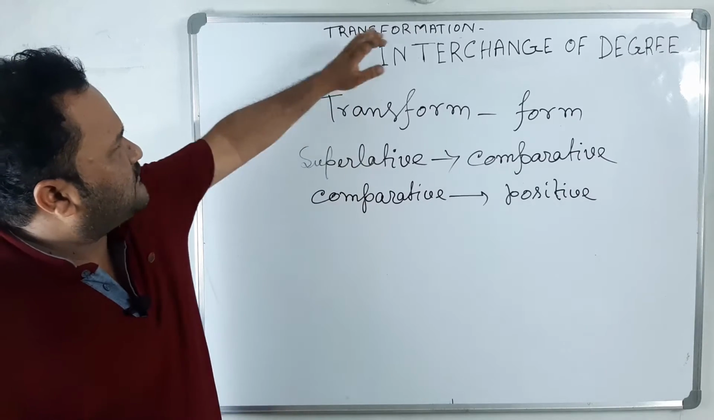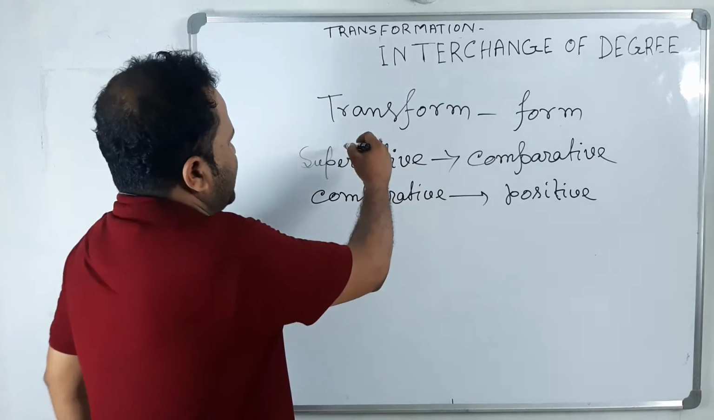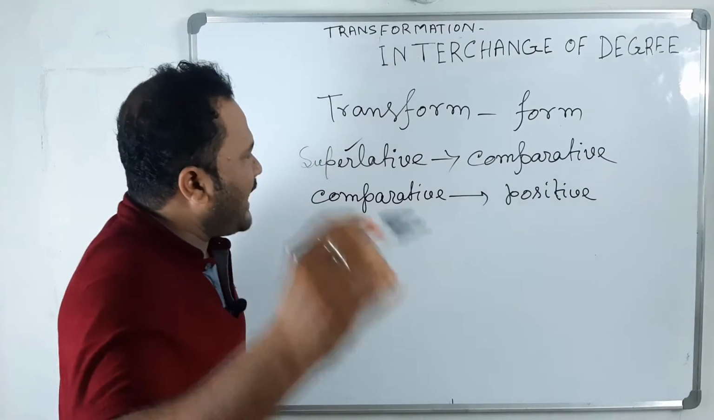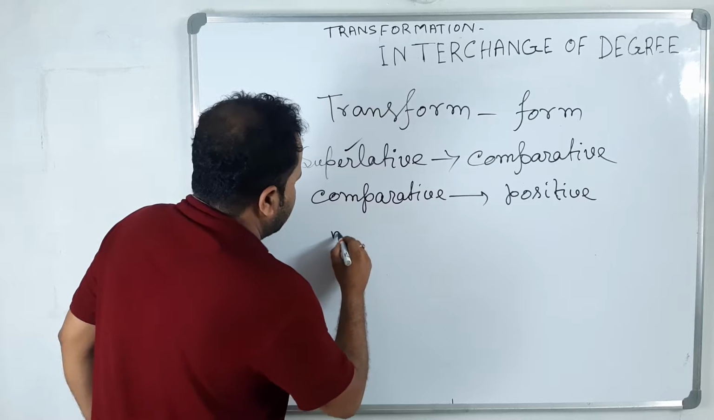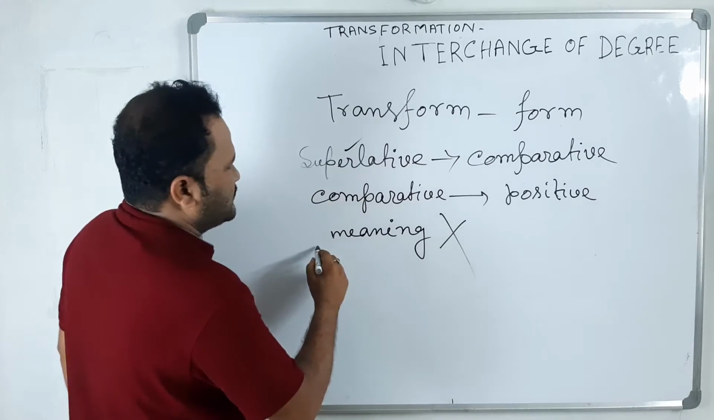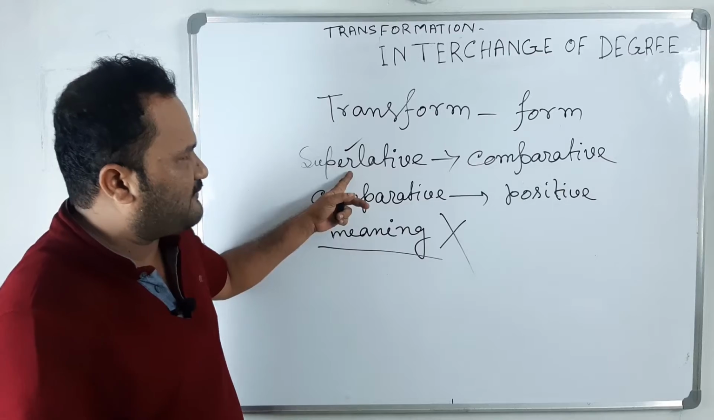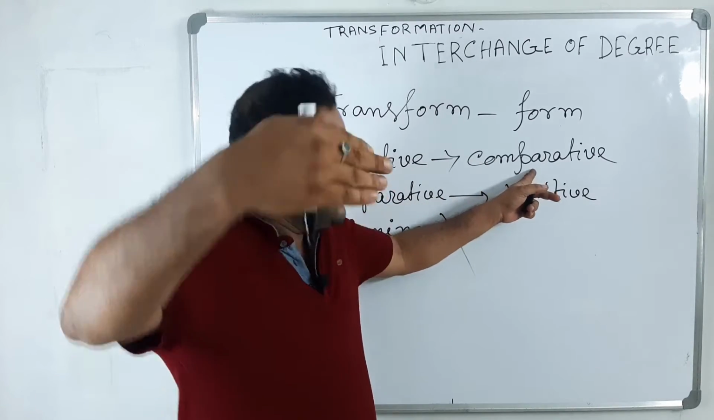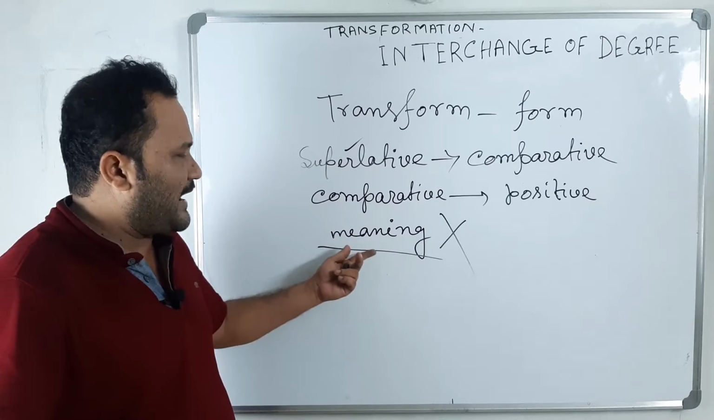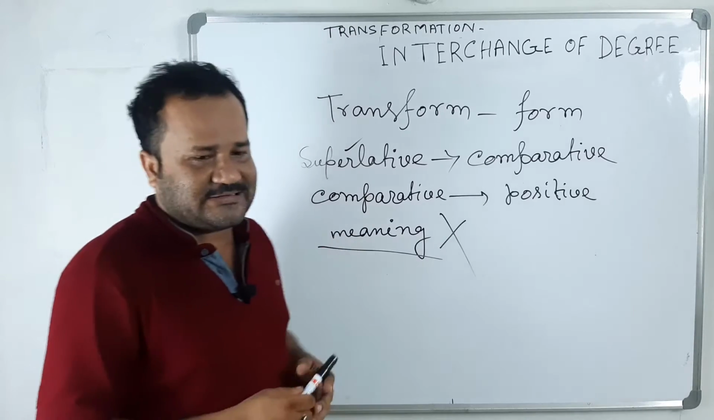Now change, transformation. Transform, that is form of the sentence. Any sentence, it may be superlative or it may be comparative, but you cannot change the meaning. You can change the form, that is, a sentence which is in superlative form, you have to transfer it in comparative form. But always mind it, you cannot change its meaning. Clear? So let's get started.